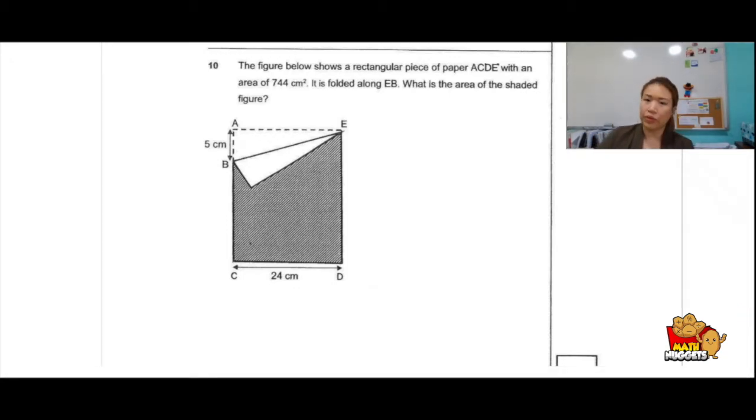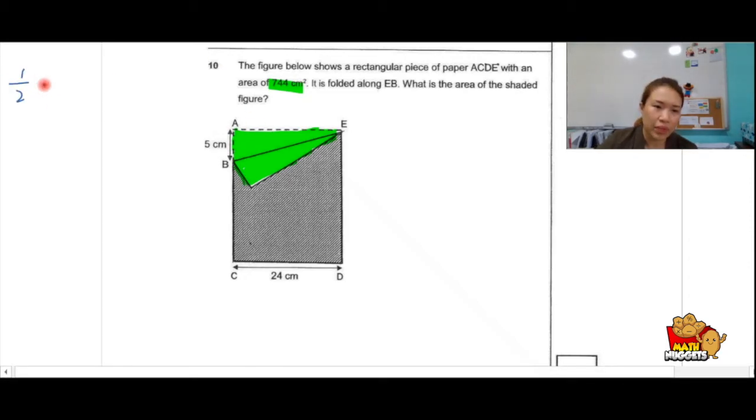Question 10, we need to find the area of the shaded figure. ACDE has an area of 744. So the whole entire rectangular piece of paper's area is 744. So we want to find the area of the shaded part. Means we got to find the area of these 2 unshaded triangles. Okay, so let's find the area of one triangle first, right?